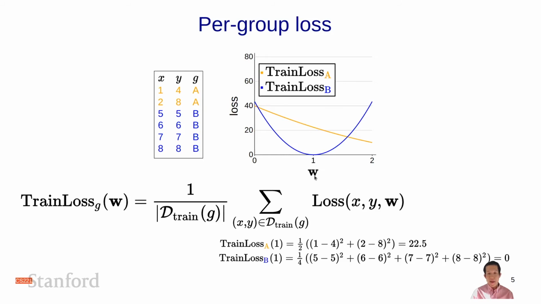So you can see that a single weight vector 1 gets very different losses on the two groups. A is doing a lot worse, it has 22.5, and B is doing much better. It has a 0, which is the minimum loss you can hope for. So this is an example of a disparity: if we were to choose weight vector 1, there would be a huge disparity between the performance on these two groups.